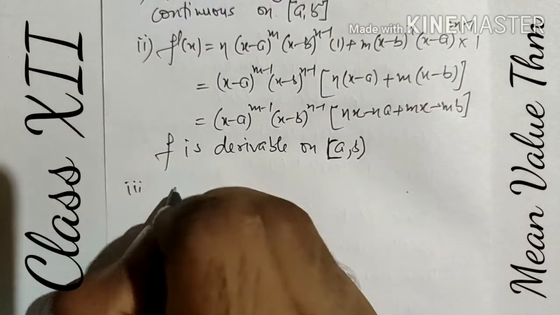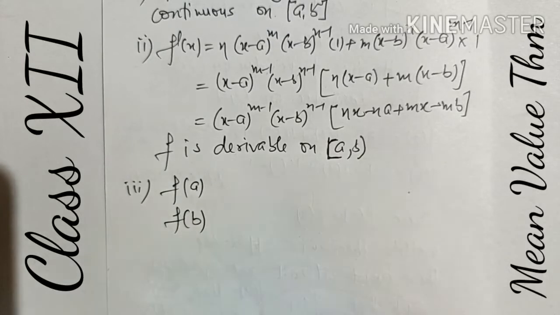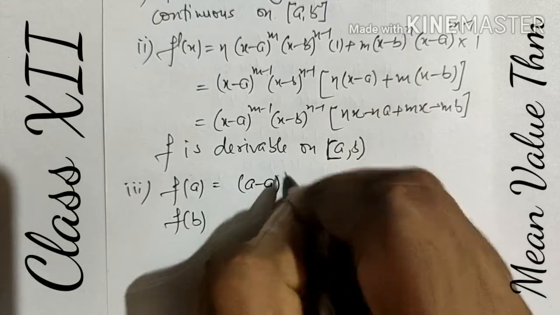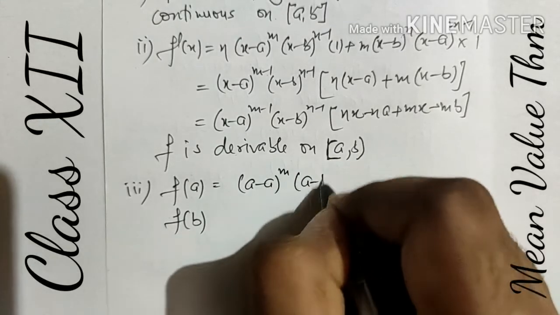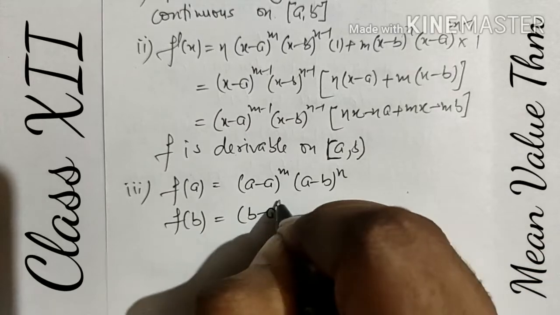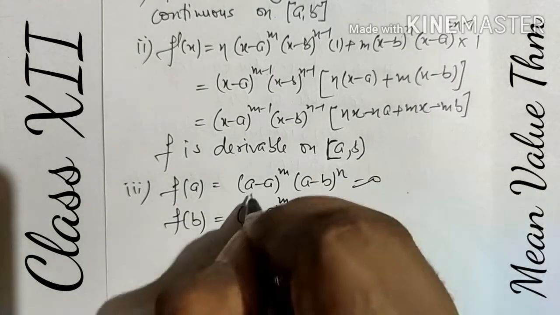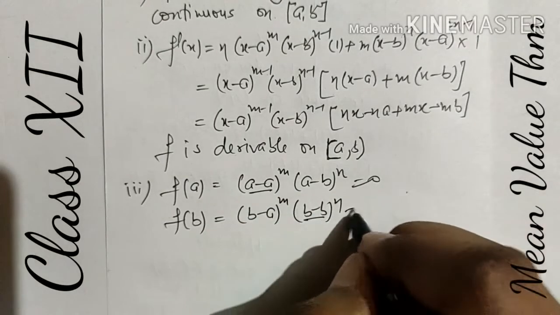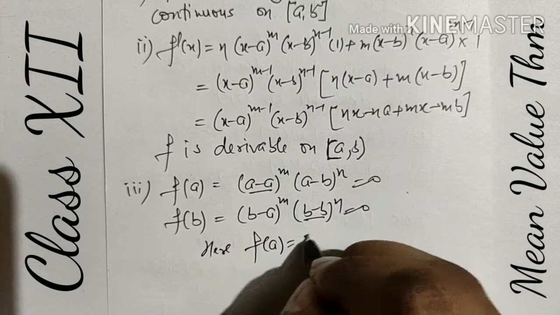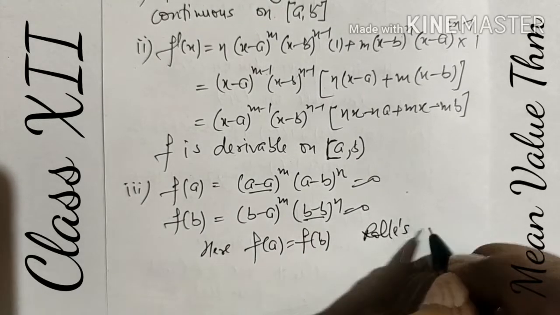Third step, we have to put the value of function. Endpoint we have to check. A minus a raised to power m, a minus b raised to power n, b minus a raised to power m, and b minus b raised to power n. It becomes 0 due to first bracket. Here it becomes 0 due to second bracket. Here f of a is equal to f of b. Third condition satisfied. So Rolle's theorem is applicable.